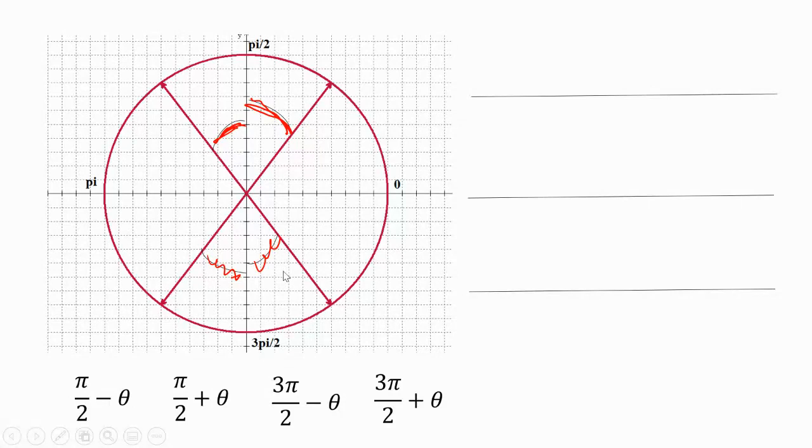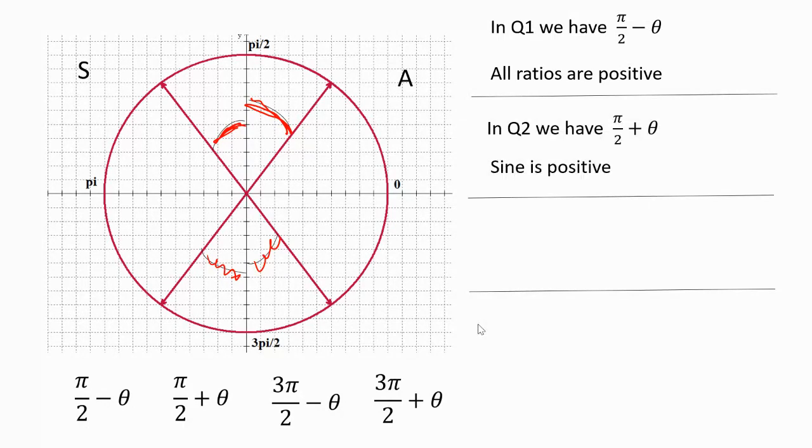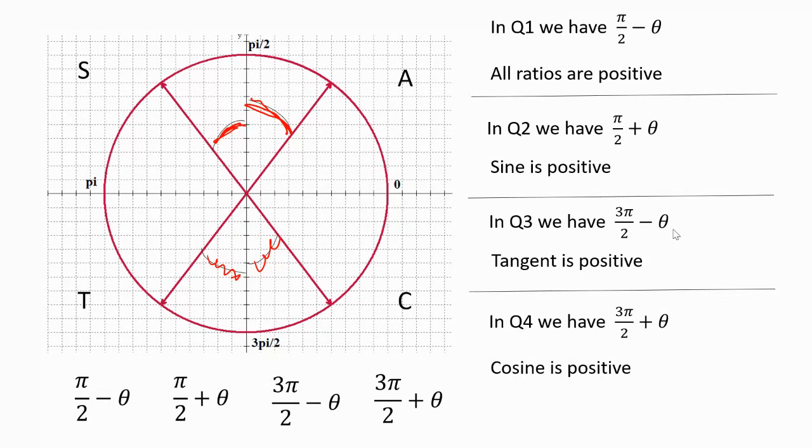Okay, so I'm going to relate all of this now to the CAST rule. So we know that in the first quadrant, we talked about this yesterday, all the ratios are positive. So that means that in Q2, sine is positive. So pi over 2 plus theta, which is the second quadrant, sine is positive. In Q3, which is 3 pi over 2 minus theta, remember that 3 pi over 2 minus theta means I'm in the third quadrant, tangent is positive. If I were to do Q4, then we're talking about 3 pi over 2 plus theta, cosine is positive.